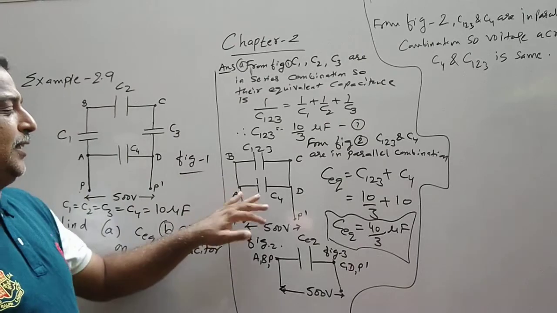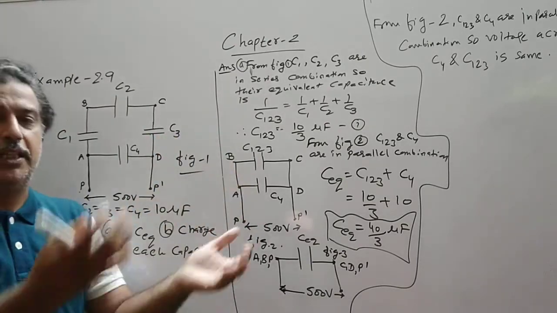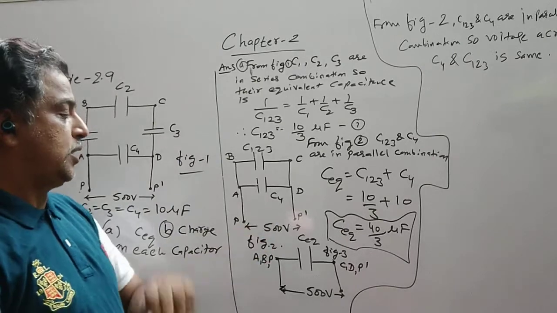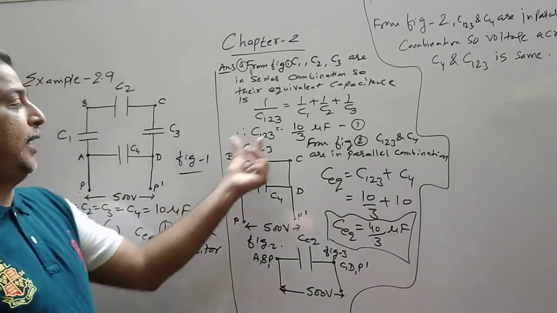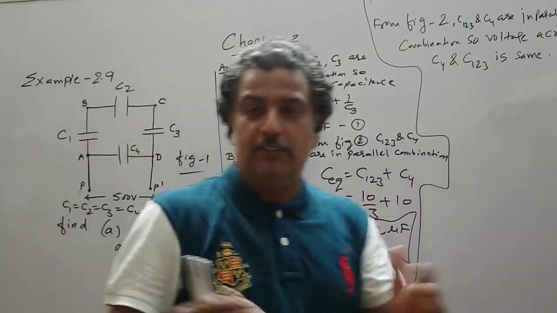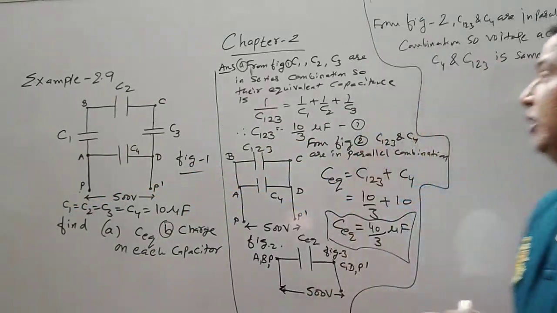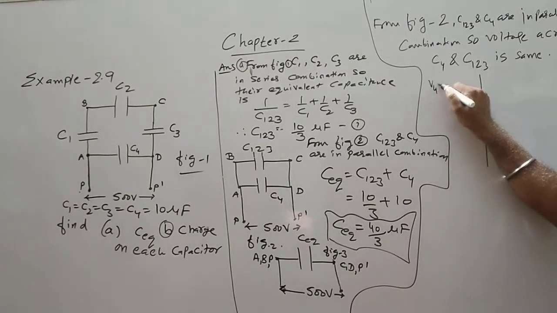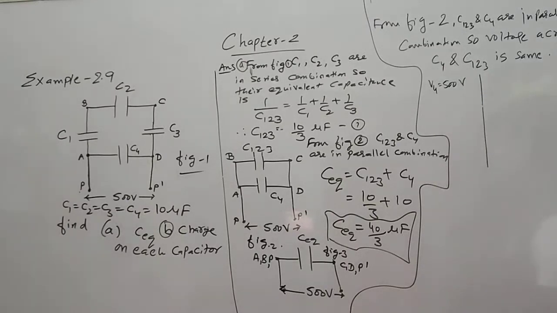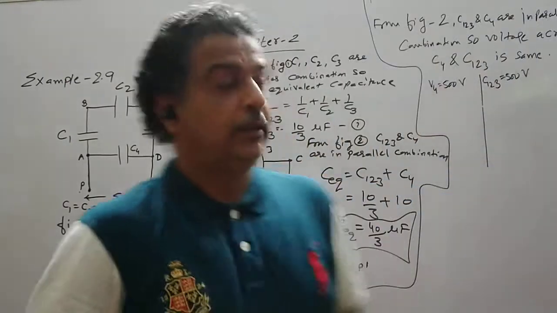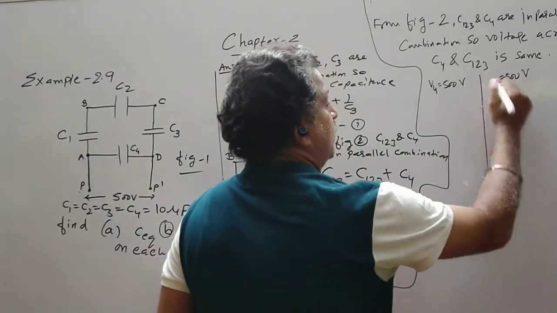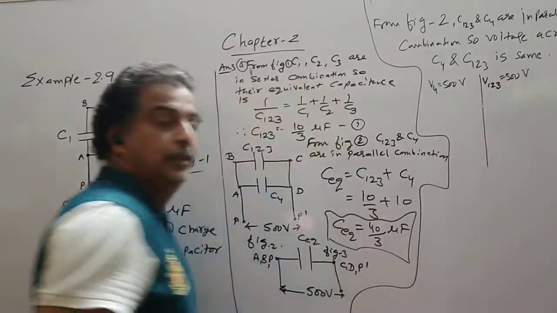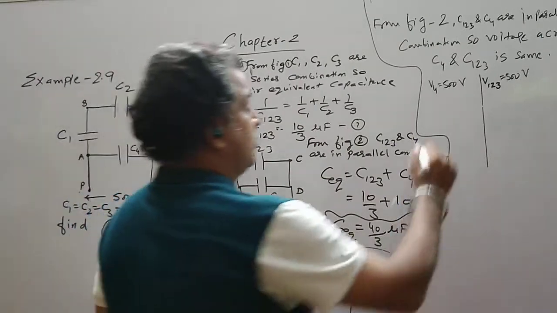The voltage is the same, and it may be possible that their capacitance may also be the same. If it is the same, then the charge would also be the same. But here the situation is different. C4 value is 10 and C1, 2, 3 is 10 by 3. So they have different charges, but their voltage is the same. So I make two parts of this. First, I will write V4 is equal to 500 volt. Here I will write V1, 2, 3, the voltage across C1, 2, 3, is also equal to 500 volt. So that is the concept of parallel combination.